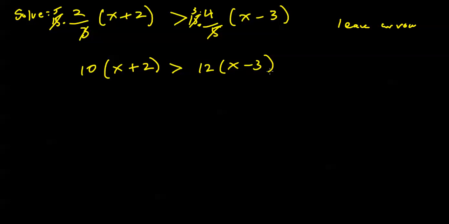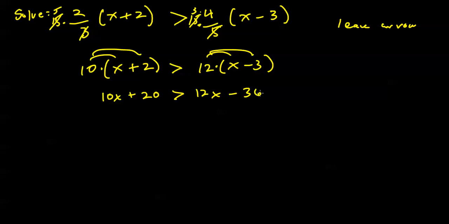Alright, now of course I'm going to multiply through on these parentheses statements on both left and right. And you have to apply your distributive law. 10 times x is 10x, plus 10 times 2 is 20 on the left hand side, is greater than on the right. Similarly, applying distributive law, 12x minus 36.